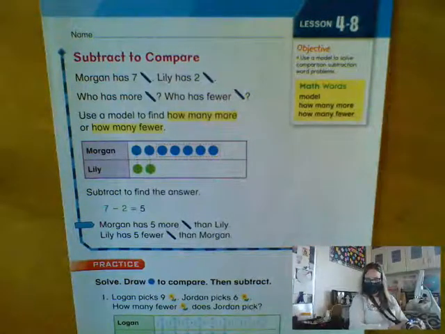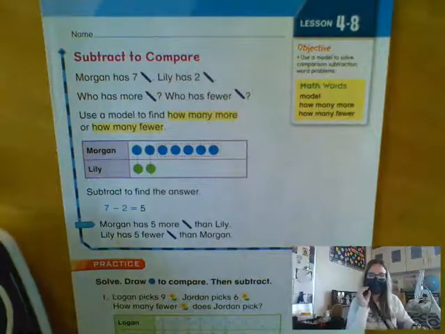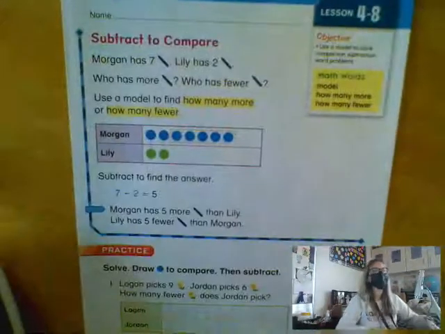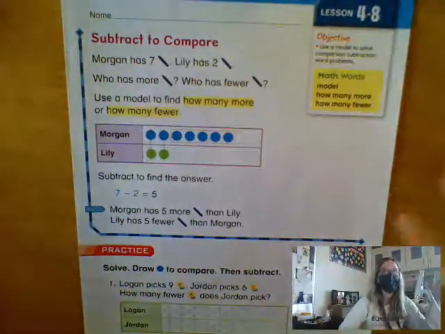We are here in the classroom. We have opened our books up to page 149 and we are going to be looking at how we can subtract to compare two numbers.